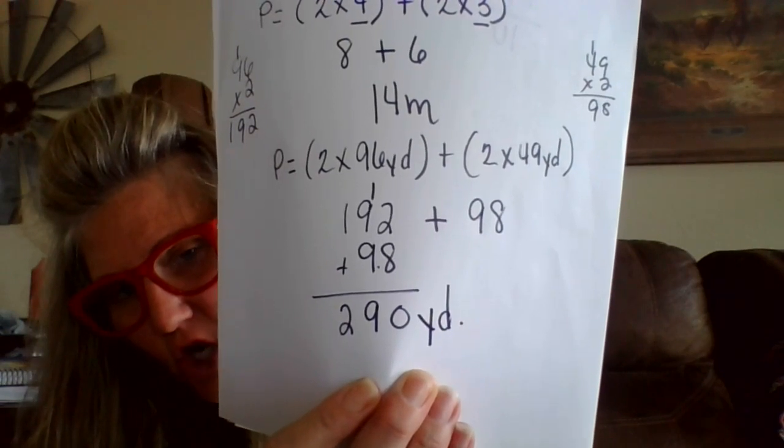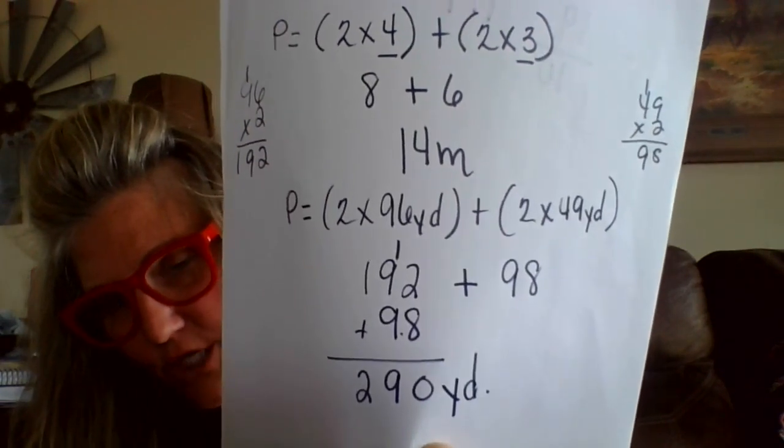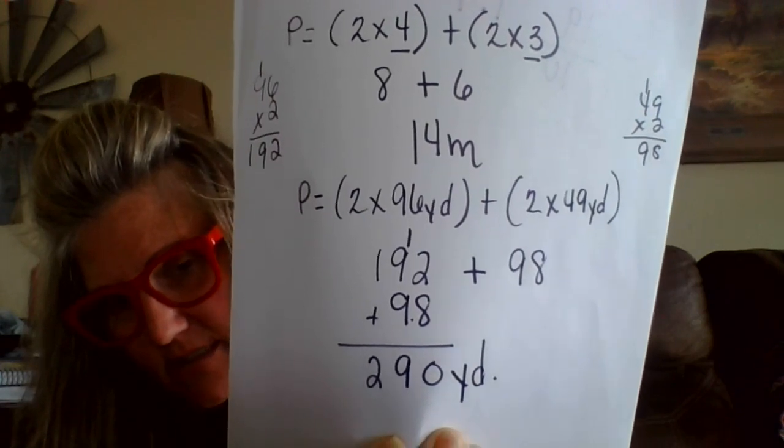So let's multiply. Let's go. 96 times 2, that's 192, plus 49 times 2, that's 98. So now add 192 plus 98. That's 290 yards. 290 yards is your answer. I just did that one for you. Look how I did it, okay? That's how you do that.